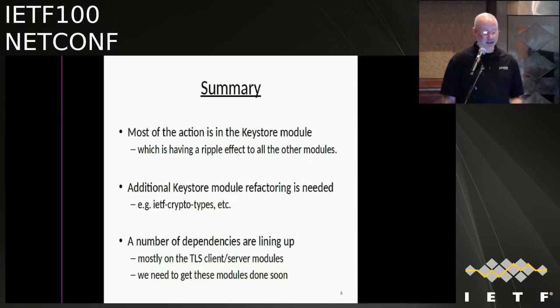But we also need to be aware that there are a number of dependencies lining up. I was actually surprised the other day, Benoit presented a dependency map, and it showed there are 8 or 9 other drafts that were depending mostly on the TLS client server modules. So we do need to get these modules done soon. I don't want to hold up the work for much longer.